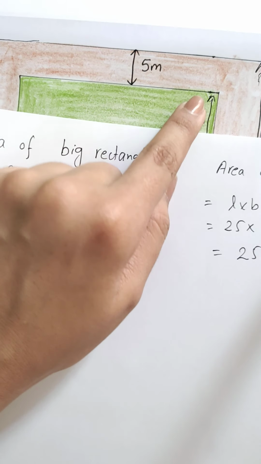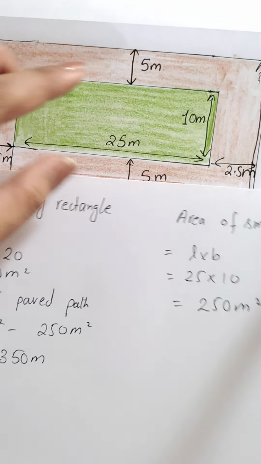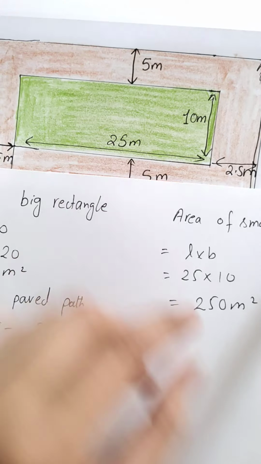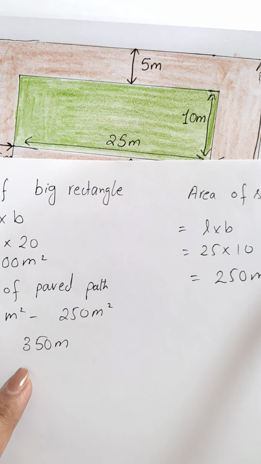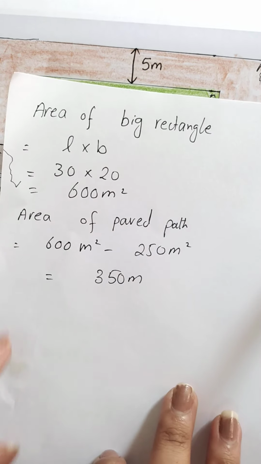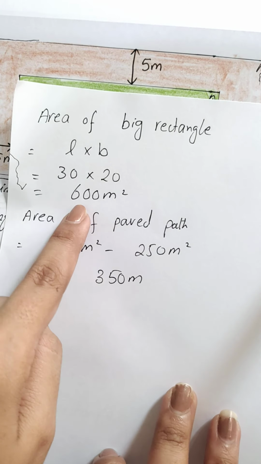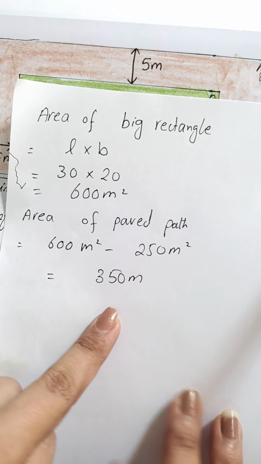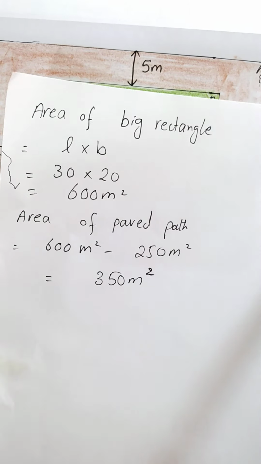So how can we find the area of this paved path? Just subtract the smaller area of the rectangle from the bigger one. You will get the paved path area. Area of paved path is equal to 600 meter square minus 250, which is 350 meter square. So this is the desired answer.